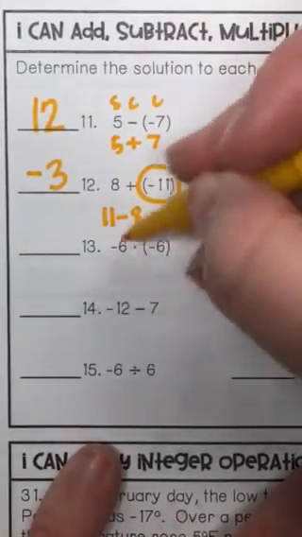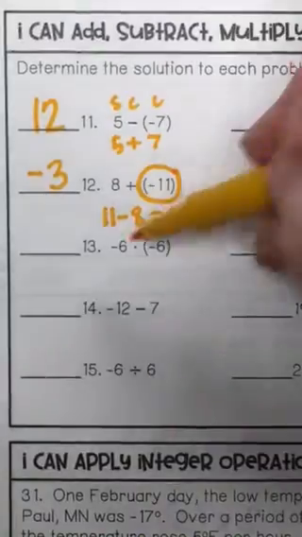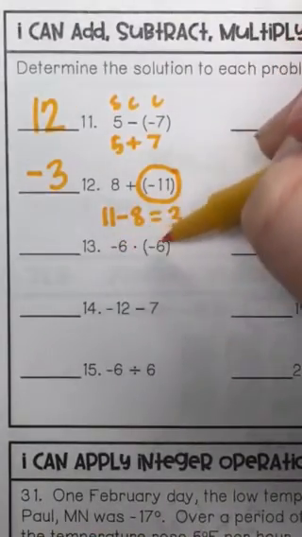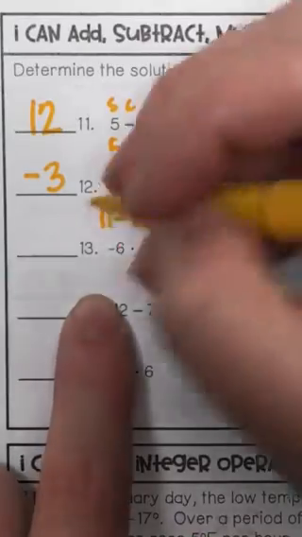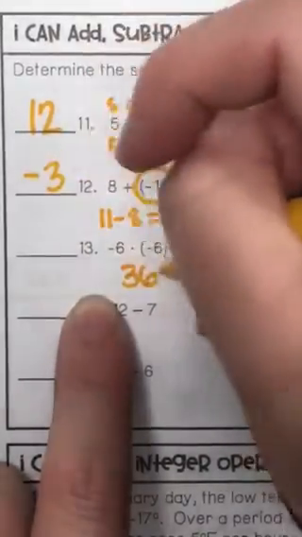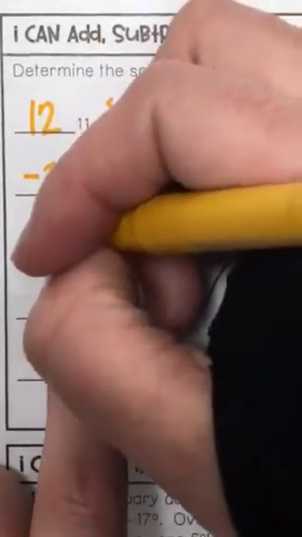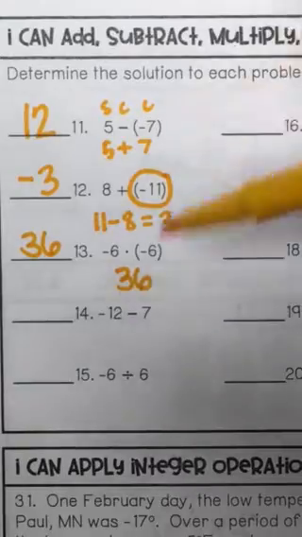My next problem is multiplication, and I have one rule for multiplication and division. And that rule is there's 2 rules. If the signs are the same, the answer is positive. And if the signs are different, the answer is negative. Well, I see that I have -6 times -6. My signs are the same. So when I multiply 6 times 6, I get 36. Since the signs are the same, my answer is going to stay positive. So my answer is 36.